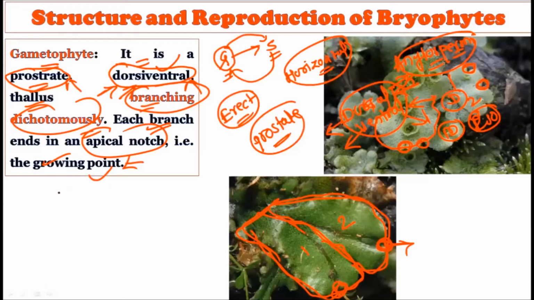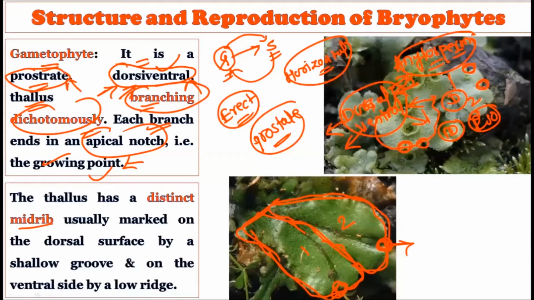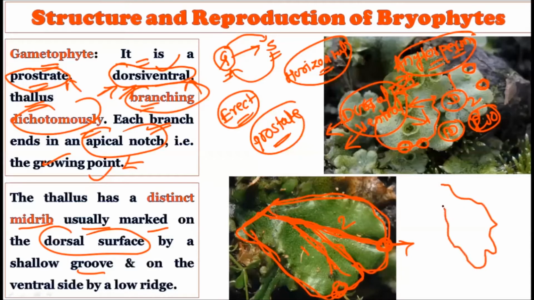The thallus has a distinct midrib. You can observe, this is the distinct midrib. The very distinct midrib is there, and it is usually marked on the dorsal surface, which you can observe clearly, by a shallow groove. Sometimes a deep depression is created in the thallus. See, observe, the thallus is always like this in the Marchantia, and this thallus shows the prominent midrib like this, and this midrib is somewhat deep in position, and that is why it is explained as forming the groove.